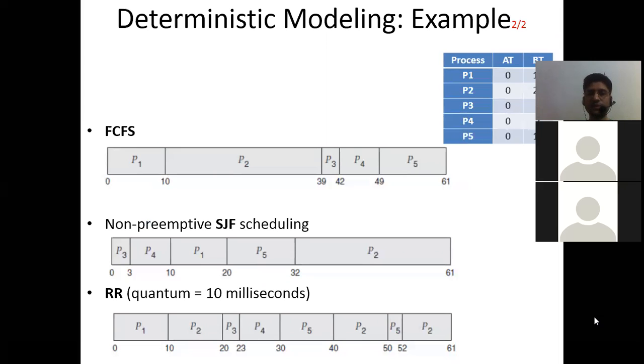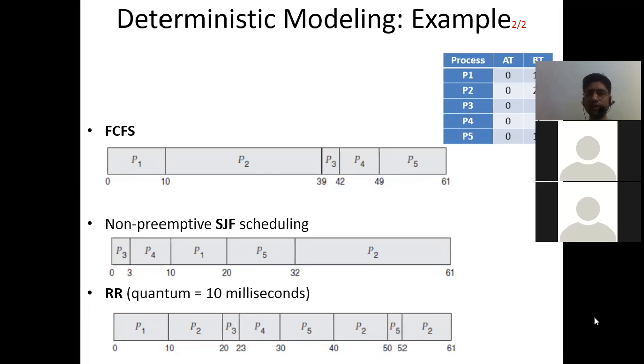So SJF is of two types, preemptive and non-preemptive. But in this particular setting, we have a competition between these three only. We can have a competition with others also. But for this understanding of this particular deterministic modeling concept, we have taken only three. You can go for any.